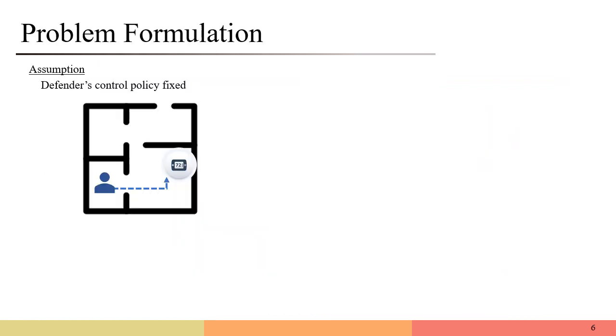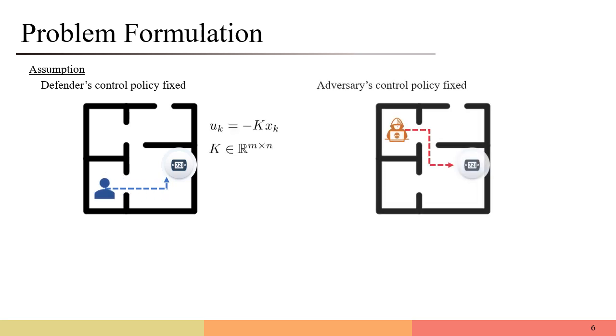Additionally, we assume the defender's control policy is known and fixed, that is, we know how you move in the office to change the thermostat temperature, and this is a feedback controller. Similarly, we also know how an adversary or your colleague moves to change the thermostat temperature. Such an adversary controller might be feedback and fixed as well.